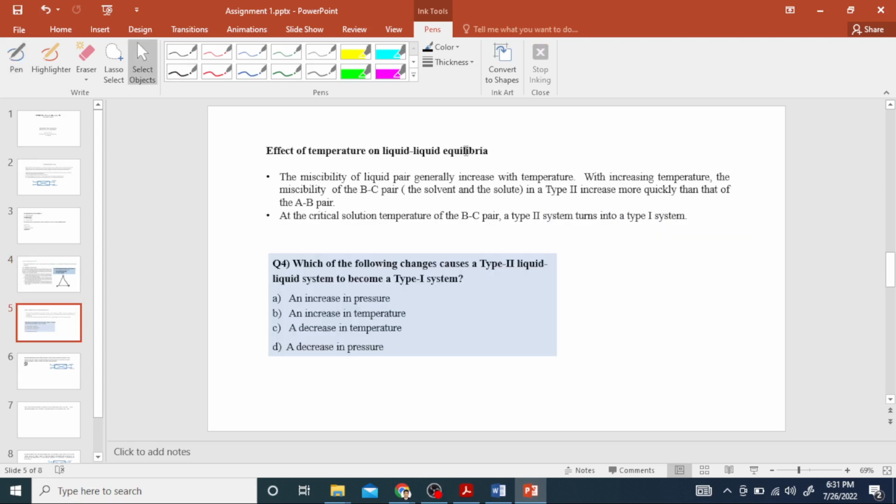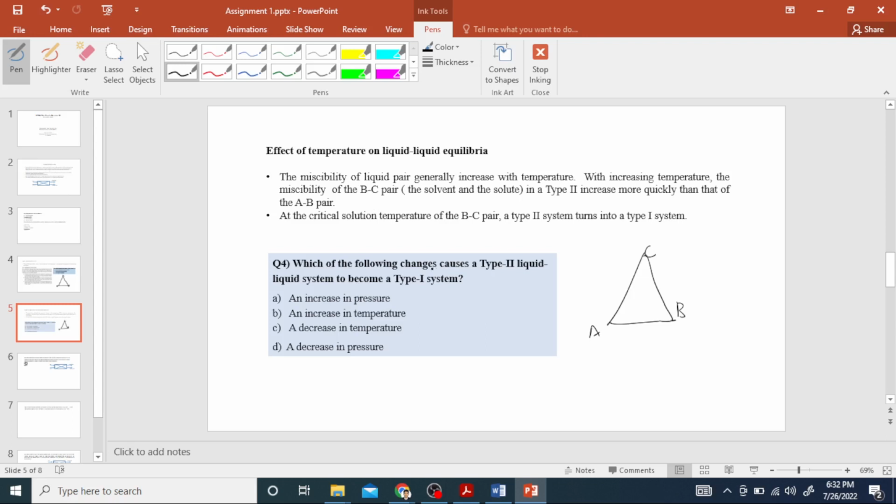Now third topic, effect of temperature on the liquid equilibrium. Generally, if we increase the temperature, the miscibility of liquids increases. So by increasing the temperature, the miscibility of the BC pair, the solvent and the solute in a type 2 system, increases more quickly than that of the AB pair. So at the critical solution temperature, the highest temperature of the BC pair, a type 2 system turns into a type 1 system. So based on this theory, I prepared question number 4.